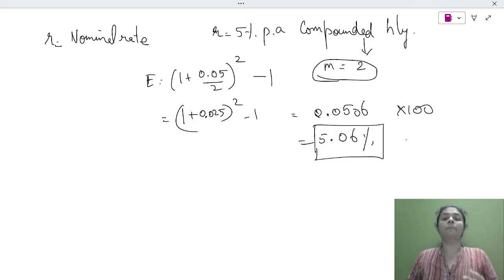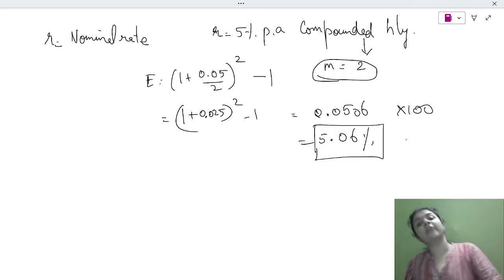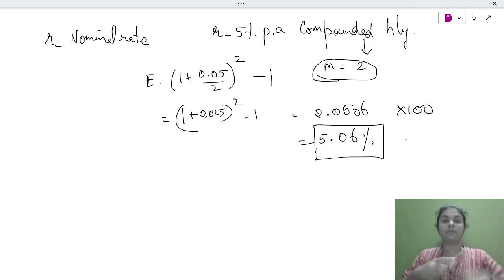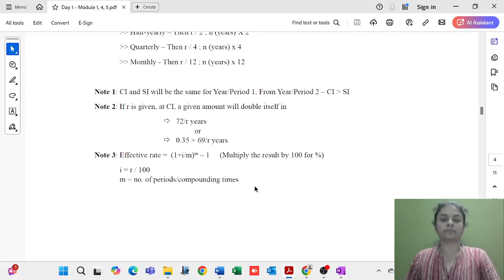The more you compound, the more your interest will increase. Compounding quarterly will give you more interest than half yearly. Compounding monthly will give more interest than quarterly. Okay, so as the number of compounding periods increases, your effective rate will also increase. Okay, so this is the formula for effective rate.